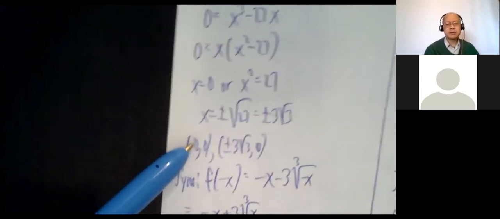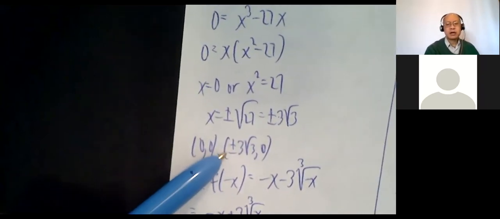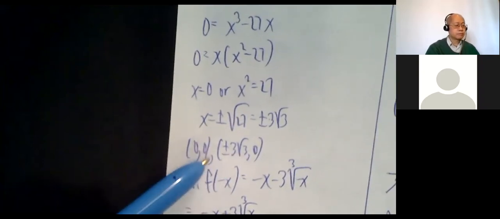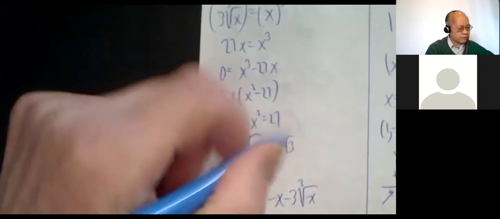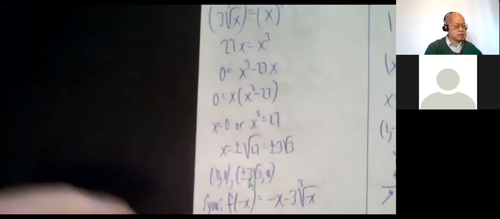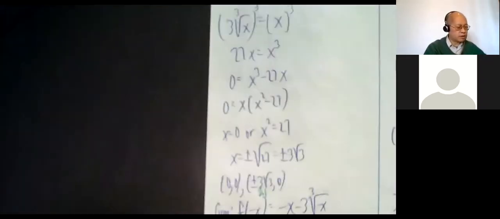Okay, so my intercepts are 0, 0, and plus or minus 3 radical 3, comma, 0. Okay, this is about 5.1 if you want to check that on your own. That's roughly 5.1. It's supposed to be a 5.1 there.